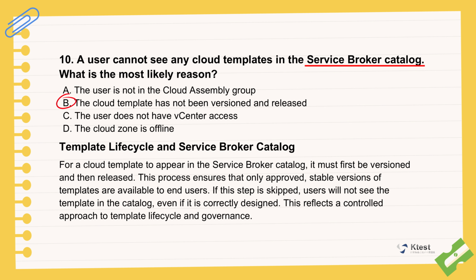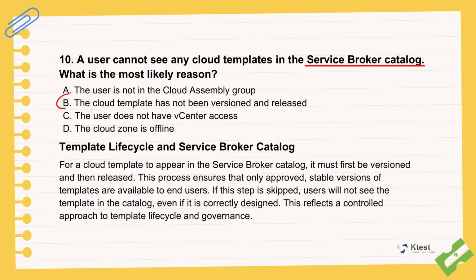Versioned and released. Yes. Think of it like stages. You design the template, maybe test it. That's like a draft. But just saving it doesn't make it available for end users to request via the self-service portal. Okay. You need to explicitly create a version, give it a version number like 1.0, and then crucially release that version to the service broker catalog, potentially making it available only to certain projects. Until you do that release step, it stays hidden. It won't show up for users.